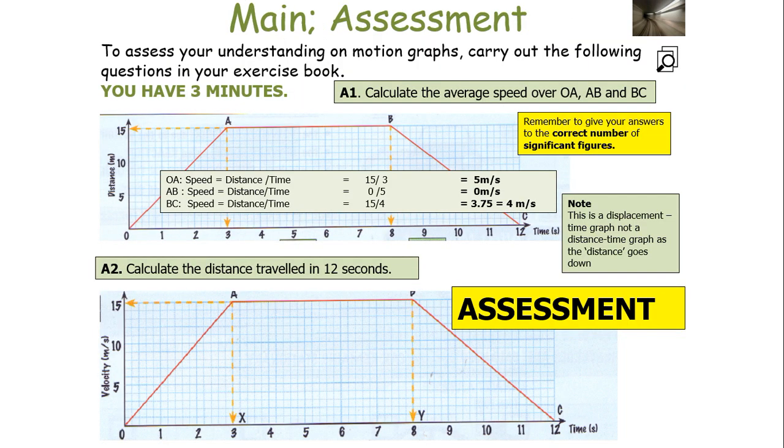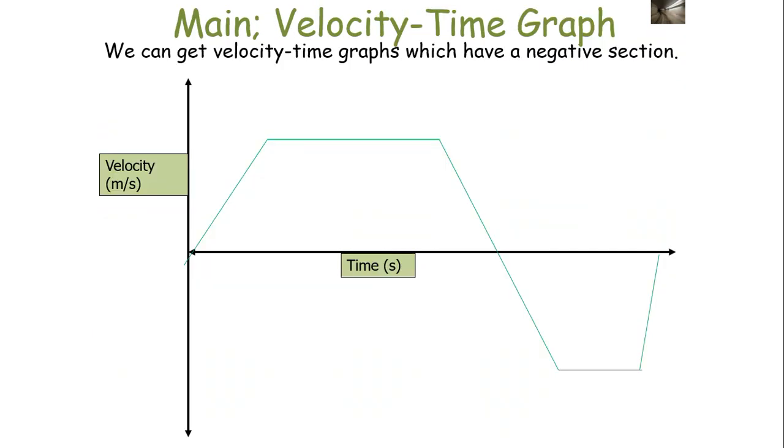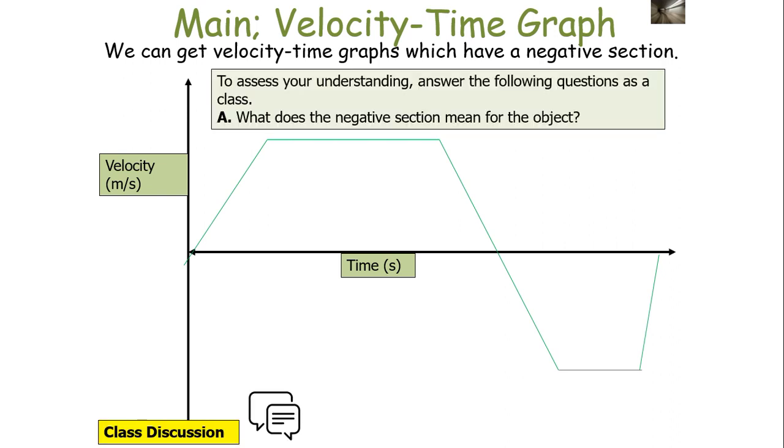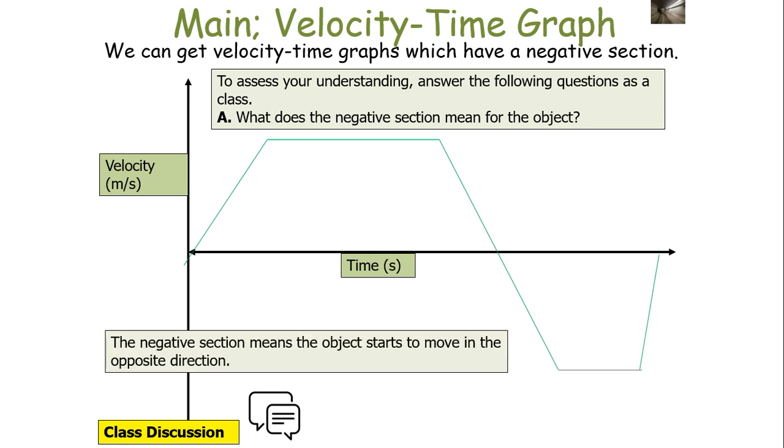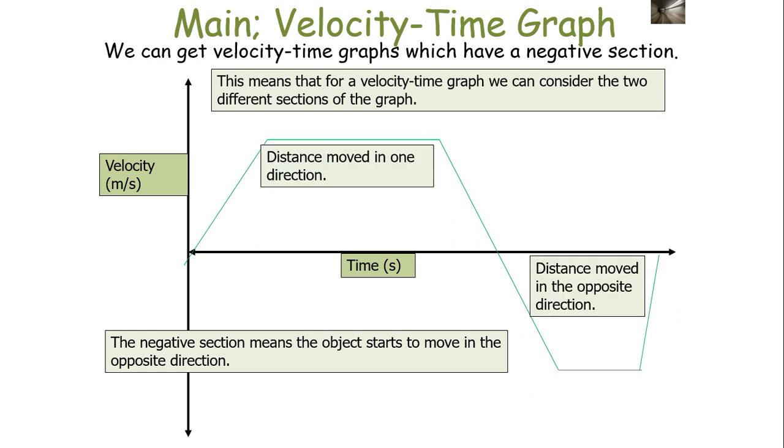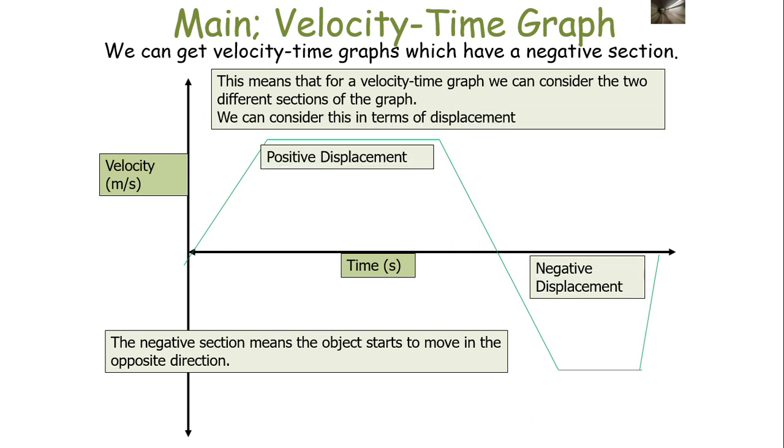Now, if we look at this particular situation here, we can get velocity time graphs which have a negative section. Now, what does that mean? What would a negative section mean for the object? Well, a negative section we've talked about previously means the object starts to move in the opposite direction. So basically, the distance moved in one direction will be on the positive part of the axis, and the distance moved in the opposite direction will be in the negative part of the axis.